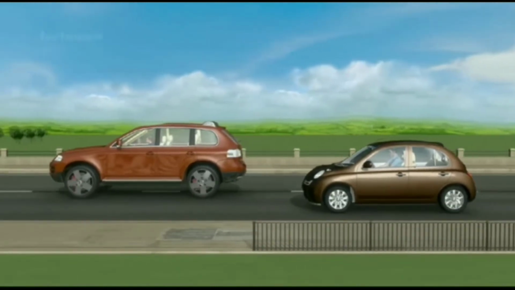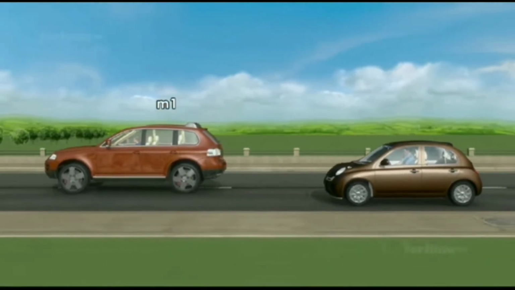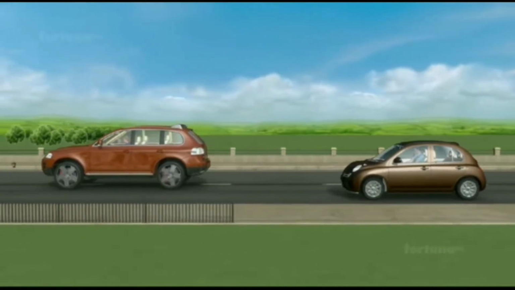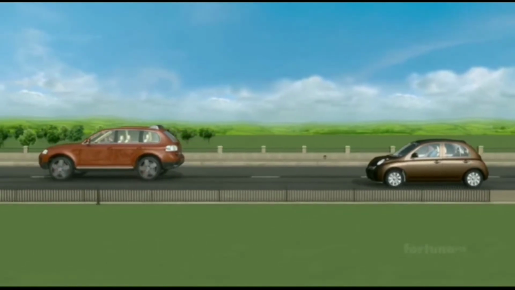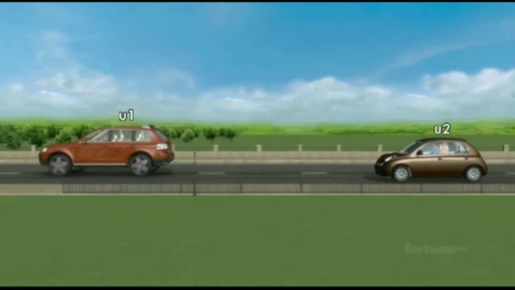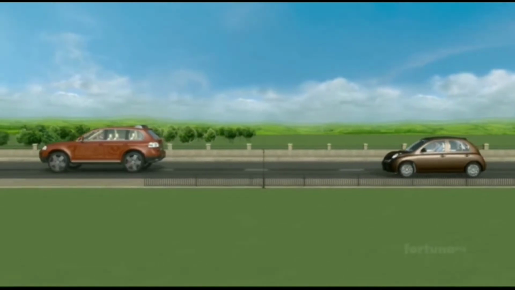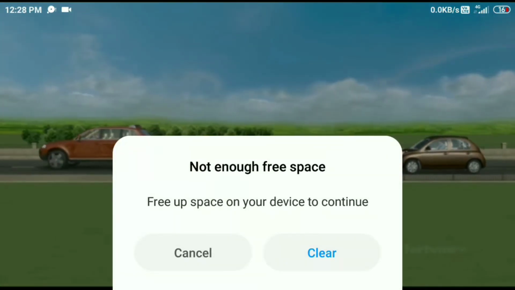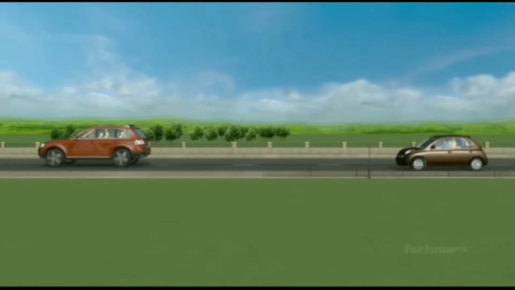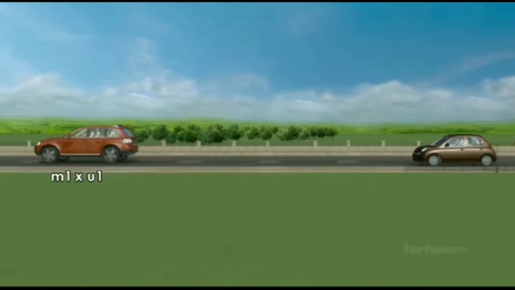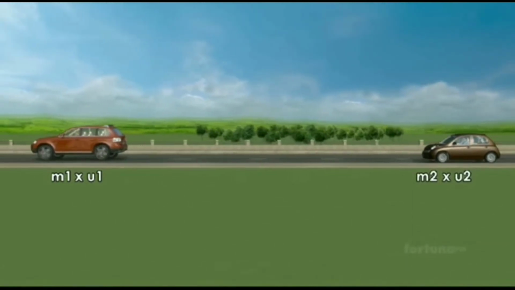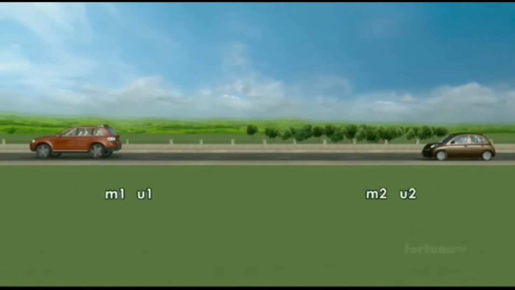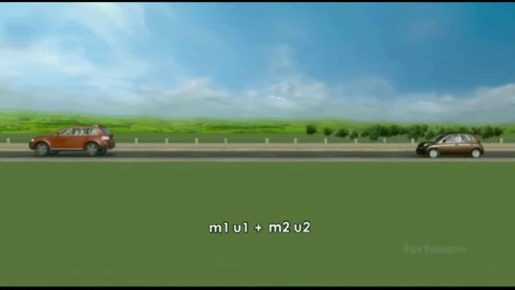Let's consider two cars of different masses. A bigger one is m1 and a smaller one is m2. Imagine the cars are moving in the same direction but with different velocities u1 and u2 respectively. Because momentum is the product of mass and velocity, the momentum of the bigger car can be expressed as m1 into u1 and the smaller car can be expressed as m2 into u2. The total momentum of both cars would be m1 u1 plus m2 u2.